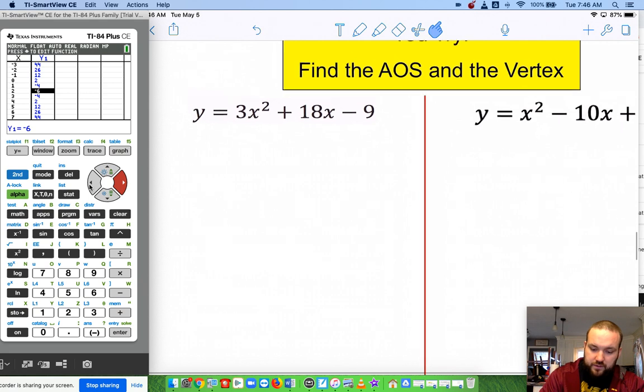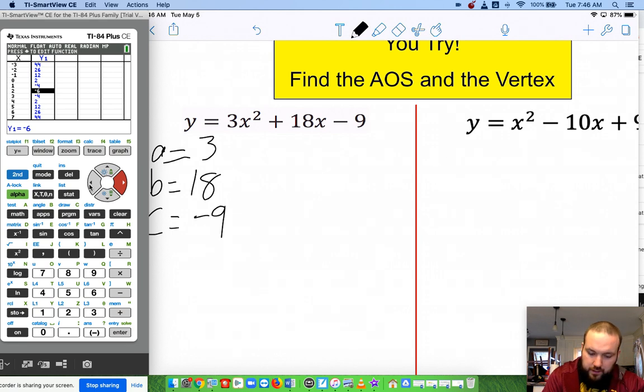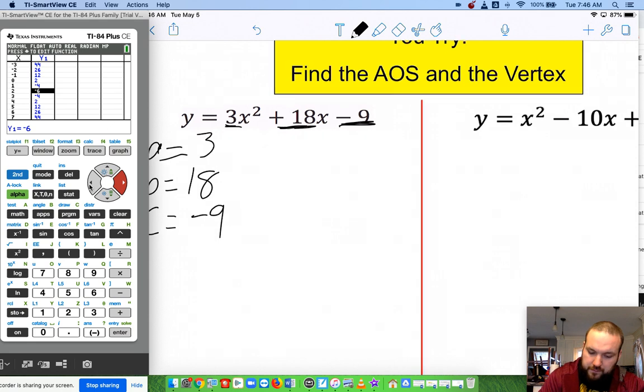All right, so to find, oh my gosh, why won't you zoom in? So I'm going to first label my A, B, and C values because I find that's easiest to kind of go off to the side here and keep myself organized. So 3, positive 18, and make sure you include the negative with the 9.